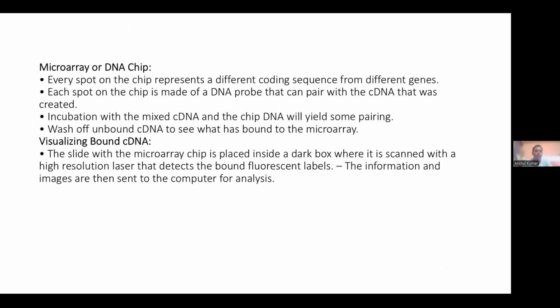Now, in a microarray DNA chip, every spot on the chip represents a different coding sequence from different genes. Each spot on the chip is made of a DNA probe that can pair with the cDNA that was created. Incubation with the mixed cDNA and the chip DNA will yield some pairing. Wash off unbound cDNA to see what has bound to the microarray. Then, to visualize bound cDNA, the slide with the microarray chip is placed inside a dark box where it is scanned with a high resolution laser that detects the bound fluorescent levels. The information and images are then sent to the computer for analysis.